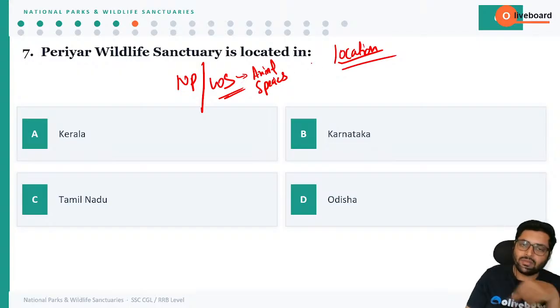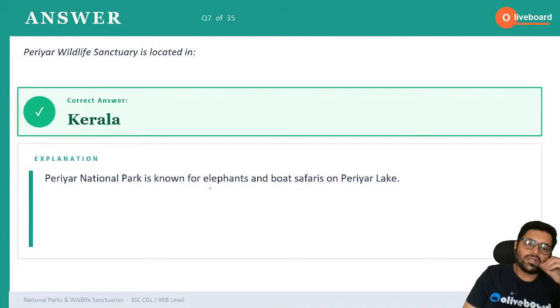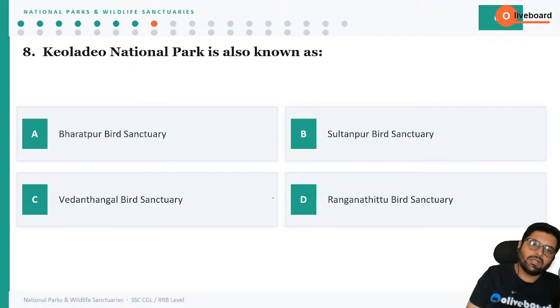Usually, a national park is general, correct? We will have a look, I'll show you how. Periyar Wildlife Sanctuary is in Kerala. Periyar is known for elephants and boat safaris on Periyar Lake. Okay, very, very important. So this was as per location.